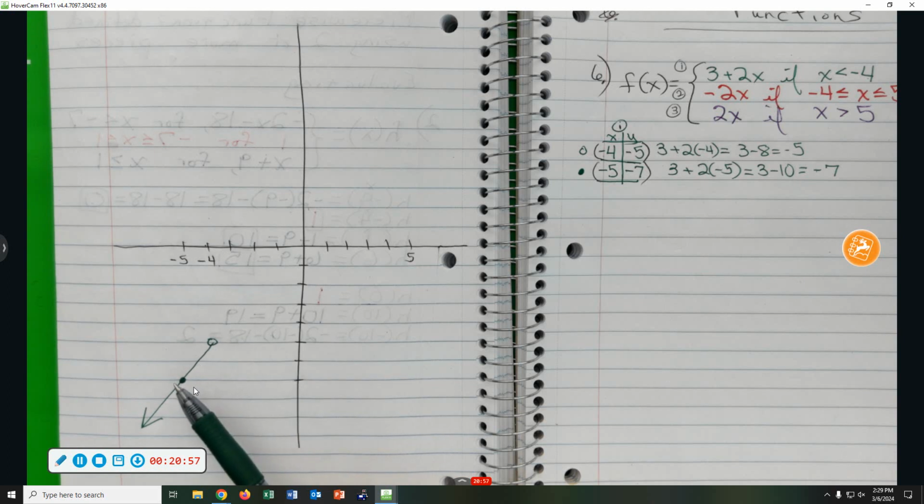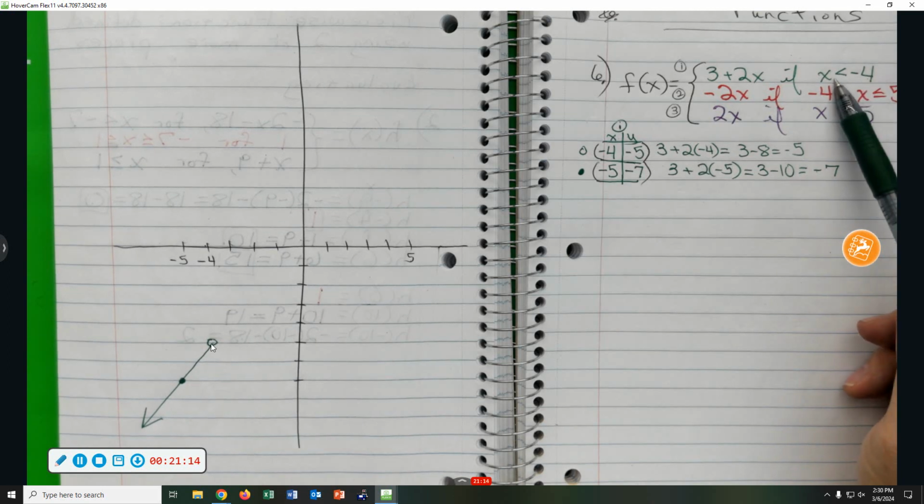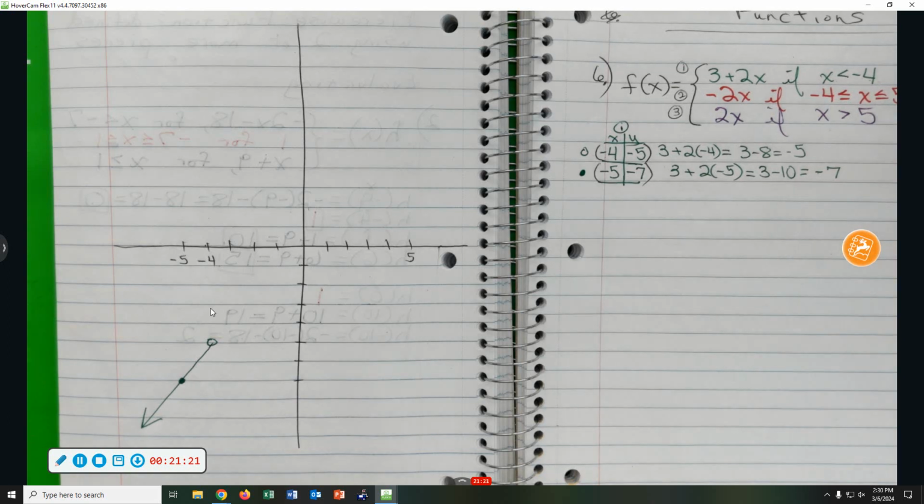Now, you can have a closed ray. That's where it's half of a line, but the end point is a closed circle. This one, it's an open ray. We'll discuss why we even plug in -4. Since x can't equal -4, why do we start off using -4? That's a sensible question. We'll discuss that once we're through drawing the entire graph.